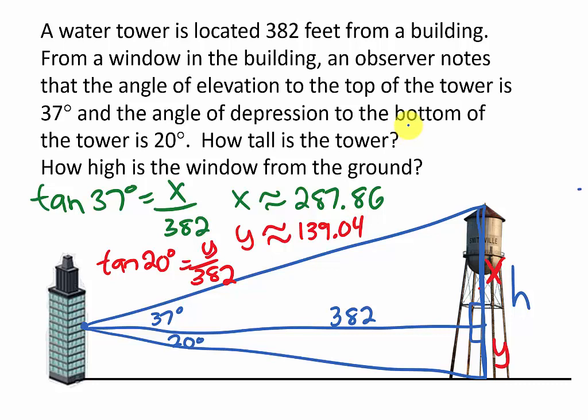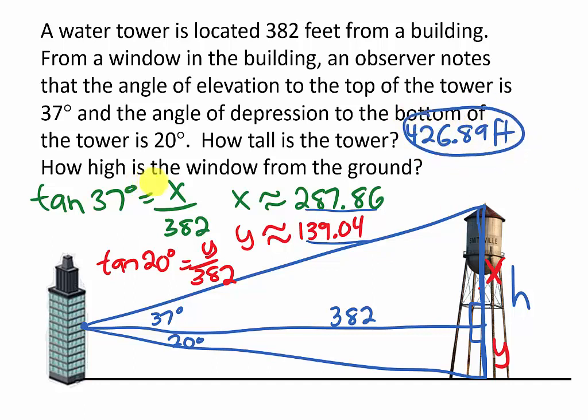Now answering the question, how tall is the tower, I'm going to add those two values together, and I'm going to get 426.89. Now, if I actually added these two together, I would have 0.9, but what I did was leave these values in my calculator and use those rather than the rounded values. That's a good idea so that you don't compound rounding errors. Now let's put units on there. So that one is feet.